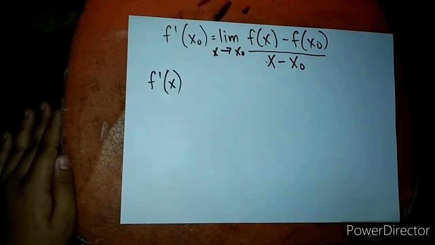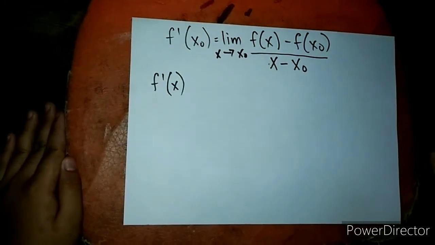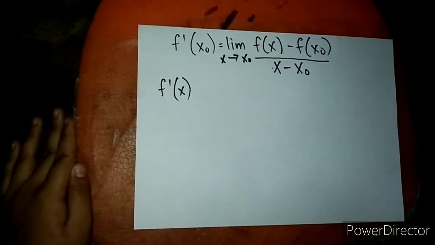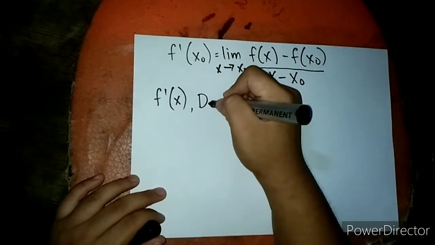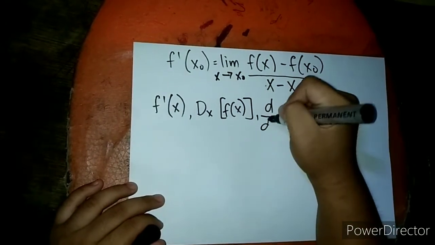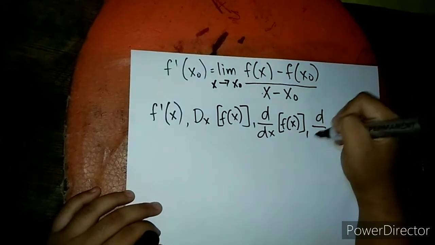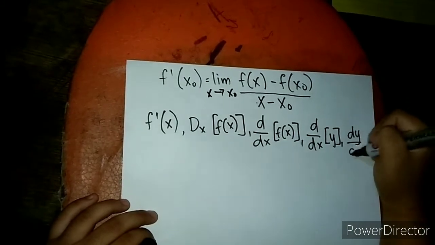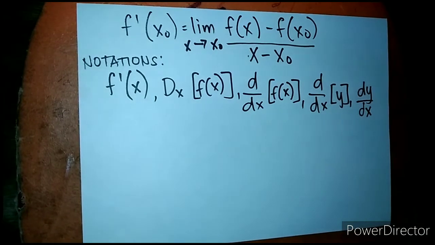Kapag may discontinuity ang isang function, ibig sabihin nito ay walang derivative. Mayroong iba't ibang notations at symbols na maaari nating magamit sa pagkuha ng derivative. Ito ay ang mga sumusunod: f prime of x, d/dx of f of x, d/dx of y, or dy/dx.